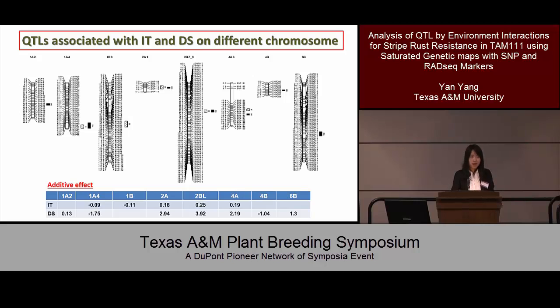When we combined the first two tables, we came out with this slide. You can see that in total four chromosomes have QTLs for both infection type and disease severity, and they are co-located in the same or similar regions.